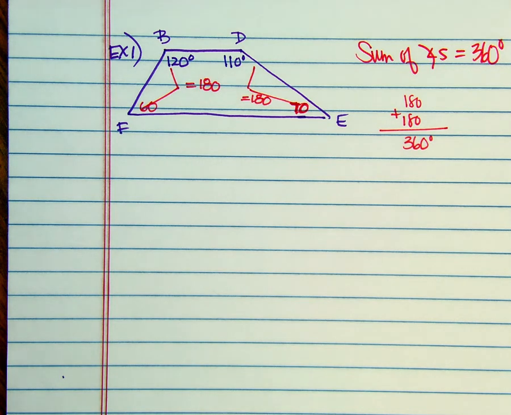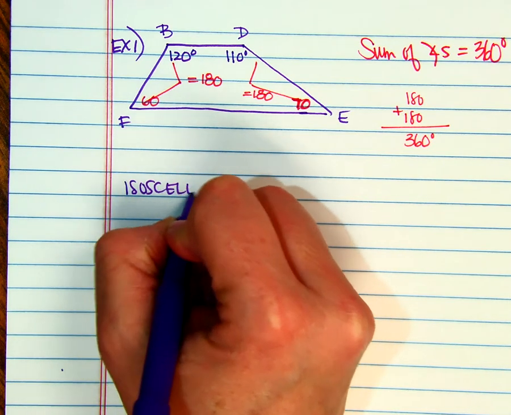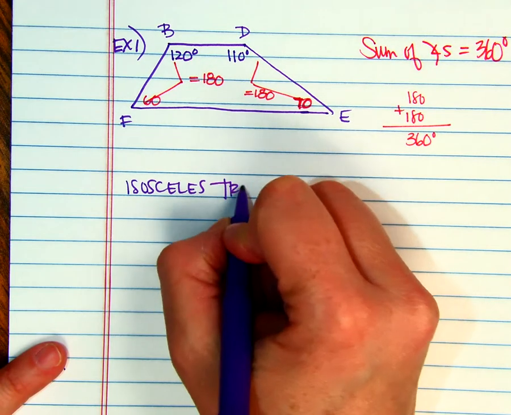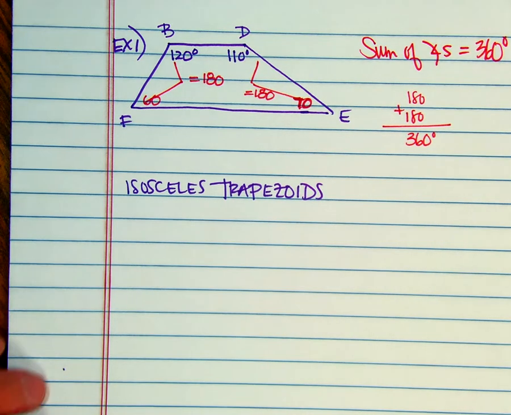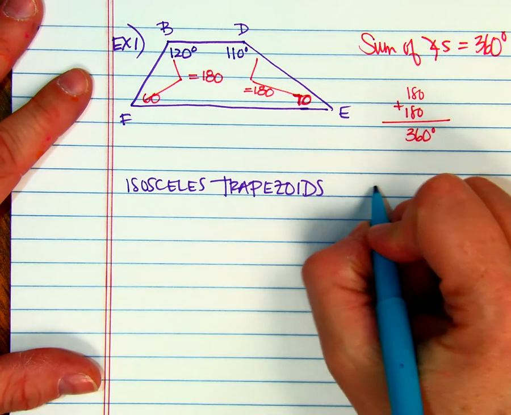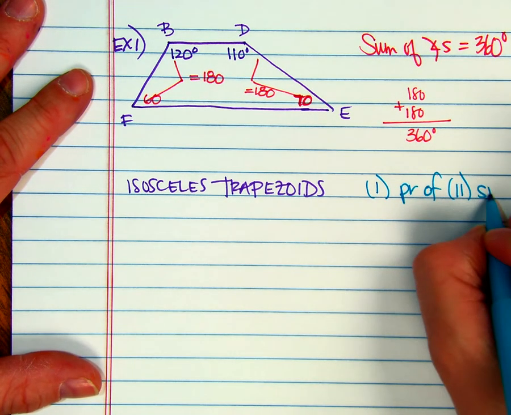I want to do another example, and that is, I'm actually going to go on to isosceles trapezoids, I think. Okay, so in isosceles trapezoids, obviously because it is a trapezoid, it has the characteristics of a trapezoid. So we only have one pair of parallel sides.